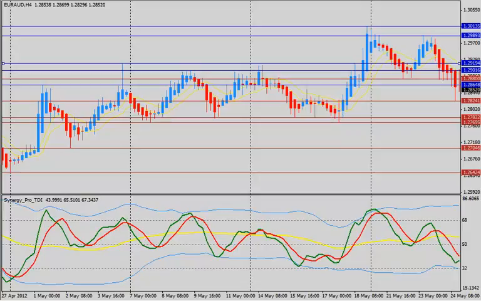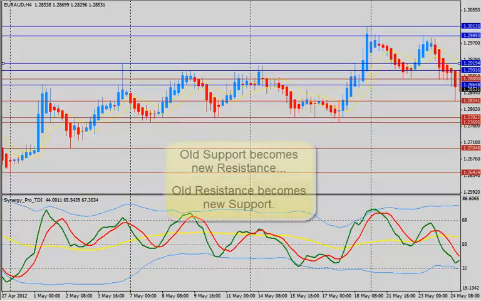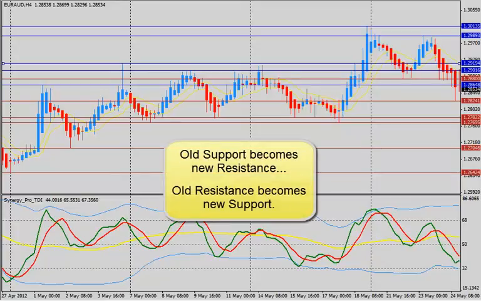And what we'll be looking for in the coming days is to see the market hit these levels and look for the reaction. Now make note, just because we have a previous support level doesn't necessarily mean that it will always be a support level. Remember this old adage when it comes to trading: old support becomes new resistance, old resistance becomes new support. And we'll look for the market to work off of these.